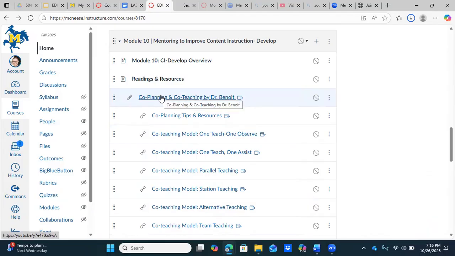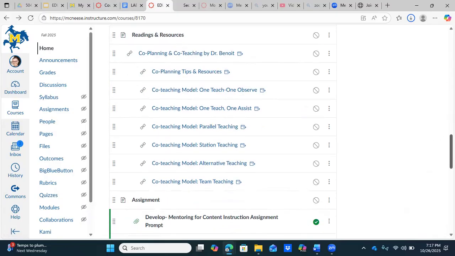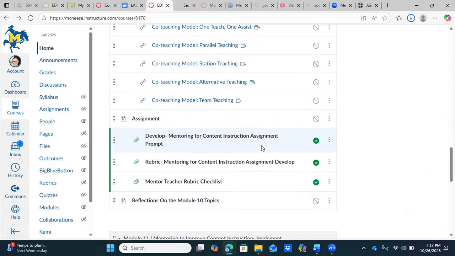It's about 25 minutes about how co-planning and co-teaching work hand in hand to support mentors who are supporting mentees. This is a deep dive. Earlier in the semester, we did sort of an overview. This is a deep dive in both of those. As you're refining your skill set, these are definitely ones that you are going to want to become very proficient at as a mentor.